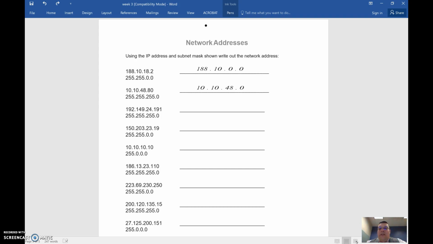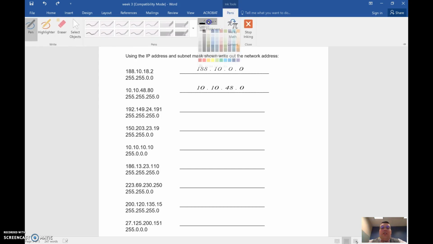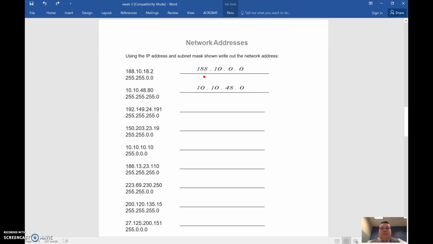So we have two possible outcomes, as we see with this one at the top. 188.10.18. First we have to verify what class it is. And then we look at the subnet mask, and we can also double verify that the class is matching up. When we look at this one here, it looks like the IP is a class A, but when we look at the subnet mask, we can see that they're using it as a class C.